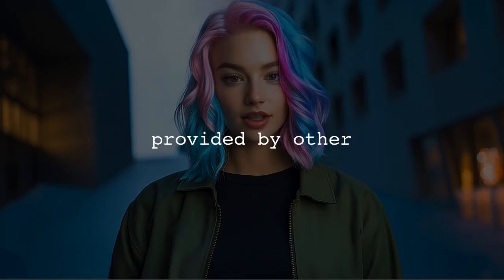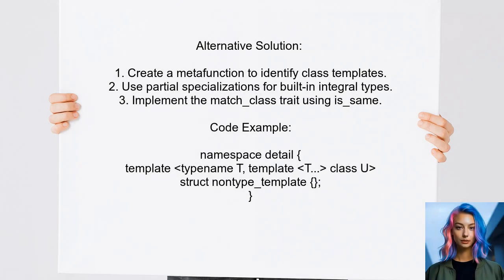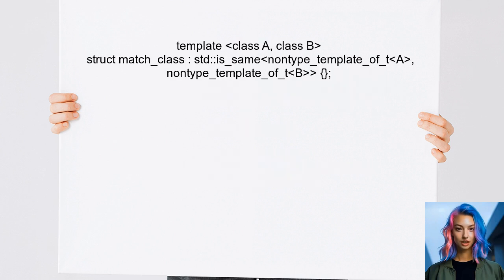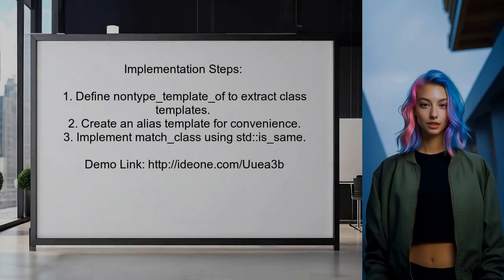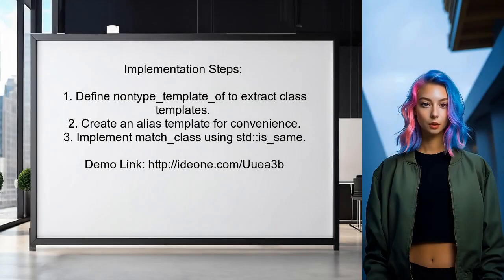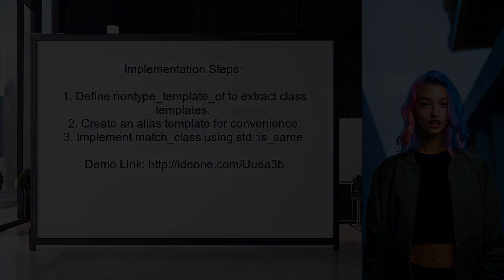Now let's look at the answers provided by other users. An alternative solution for matching Variadic non-type templates in C++14 involves creating a template metafunction. This metafunction identifies the class template of its argument type without needing to manually specialize type traits or modify the original structs. The user provides a detailed implementation that includes an alias template for ease of use. This allows for a straightforward way to implement the match class trait, ensuring it works correctly in C++14.